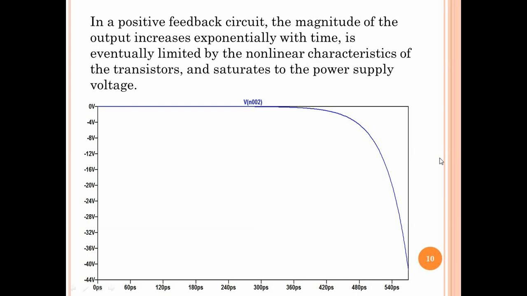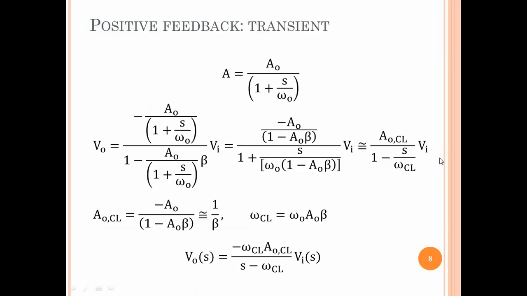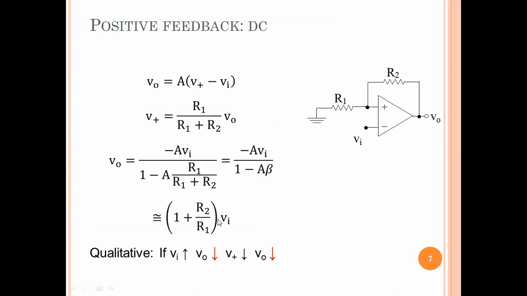It will become constant at whatever the supply voltage is, and it will stay there. So the reason this equation is wrong is because this equation is derived assuming that a steady state is reached. But as we saw, a steady state is never reached in a positive feedback circuit. It is reached only when the output saturates to either plus VCC or minus VEE. So wherever in a positive feedback circuit A beta is much greater than 1, the output would simply saturate to a supply voltage.